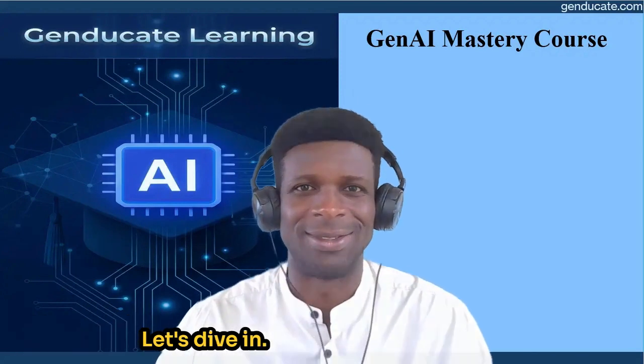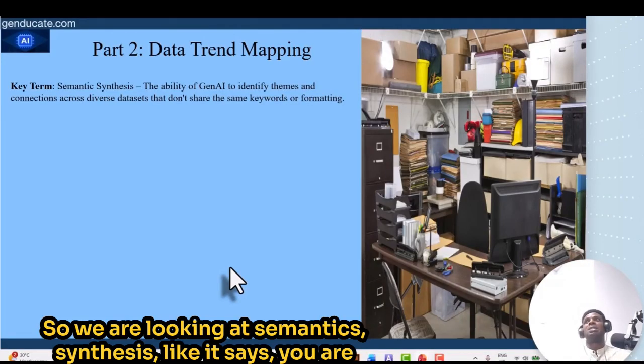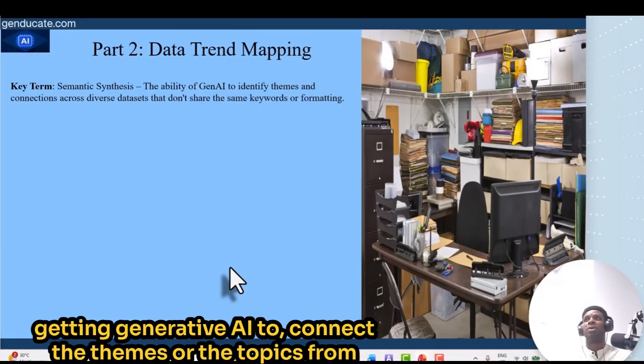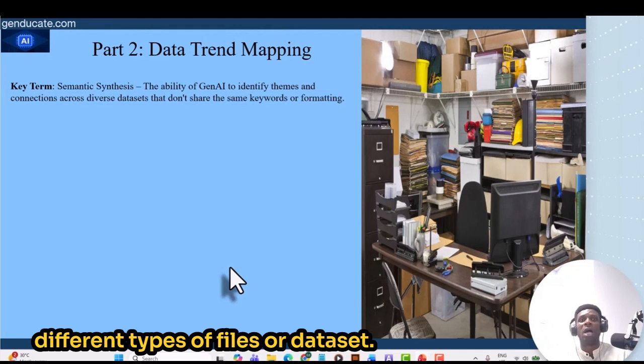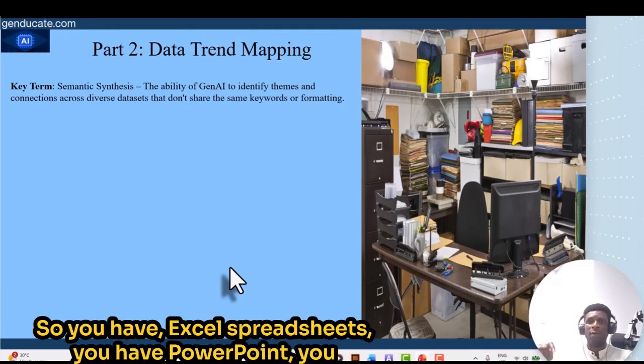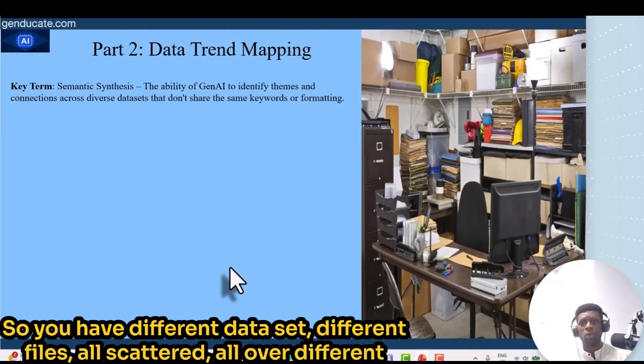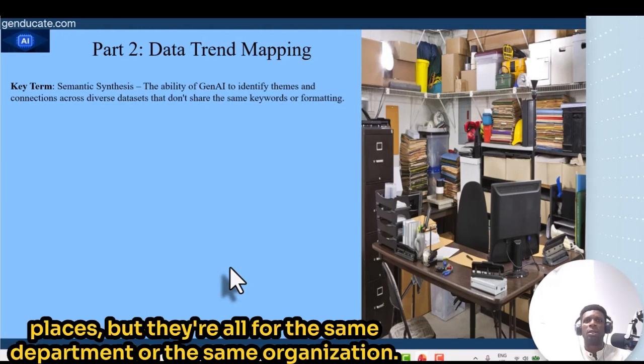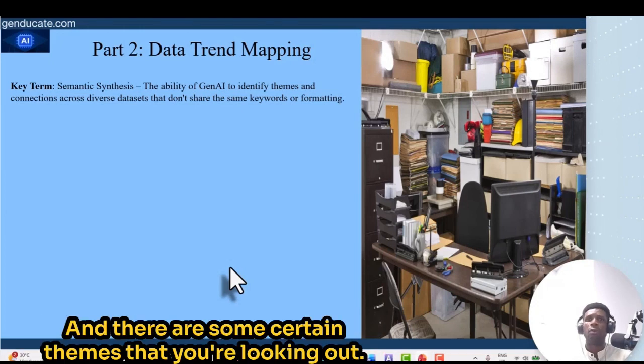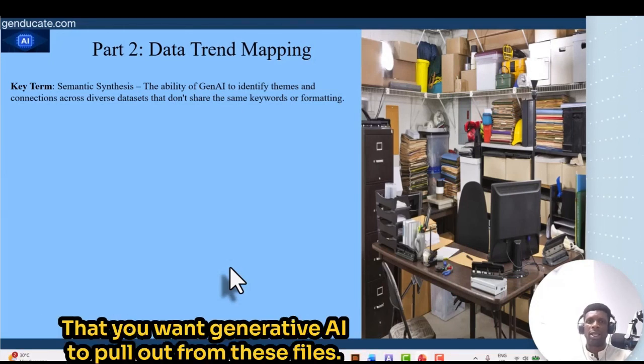Let's dive in. So we're looking at semantic synthesis. Like it says, you're getting generative AI to connect the themes or the topics from different types of files or data sets. So you have Excel spreadsheets, PowerPoint, Word, emails. Different data sets, different files, all scattered over different places, but they're all for the same department or the same organization. And there are certain themes that you want generative AI to pull out from these files.